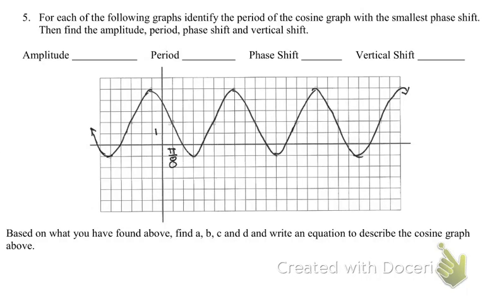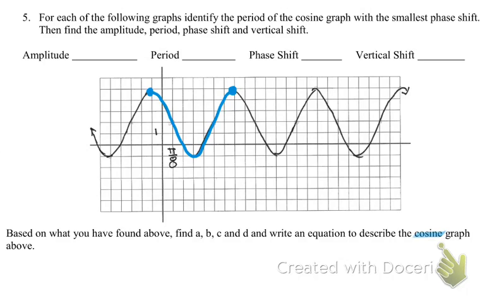This is number 5 from our Writing Equations of Trig Functions packet. In number 5, we're going to write the equation of a cosine graph as described to us in the problem. So I need to identify one full period of cosine. I'm going to go from a max to a max. So that is my full period of cosine that I'm going to use.